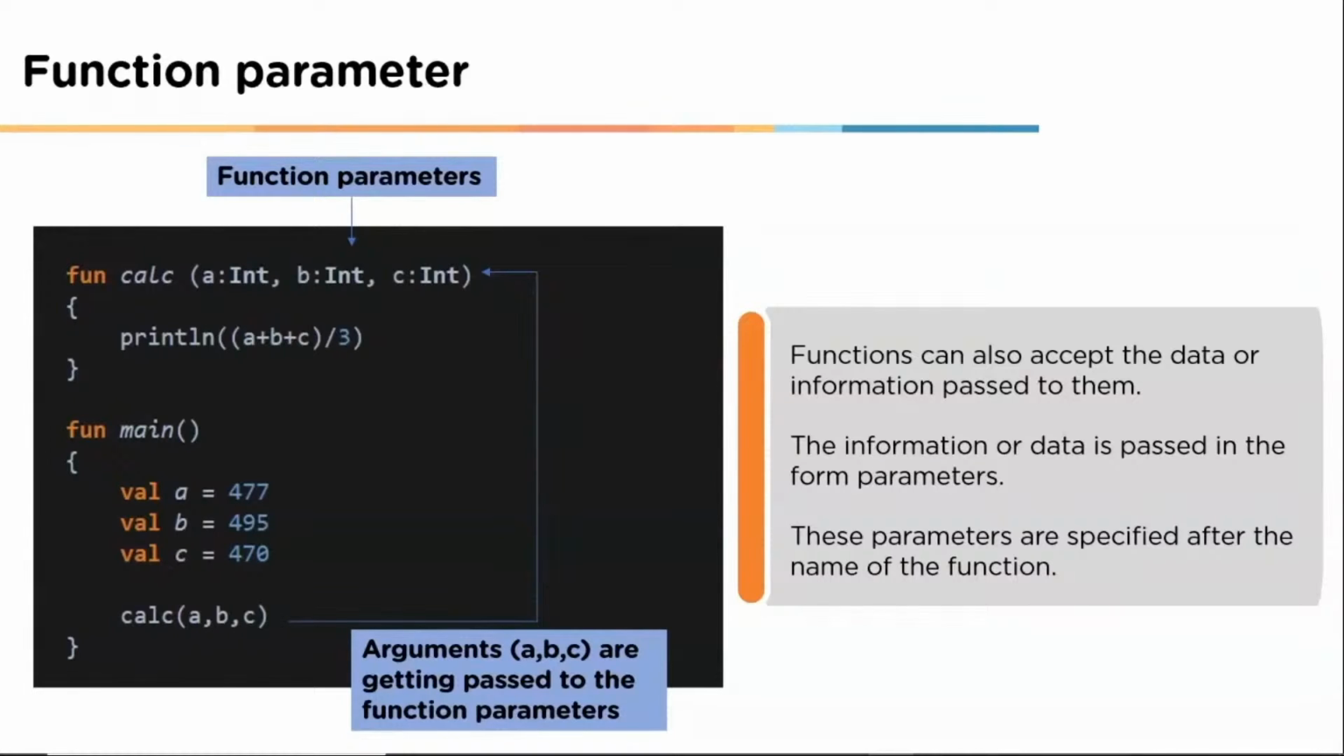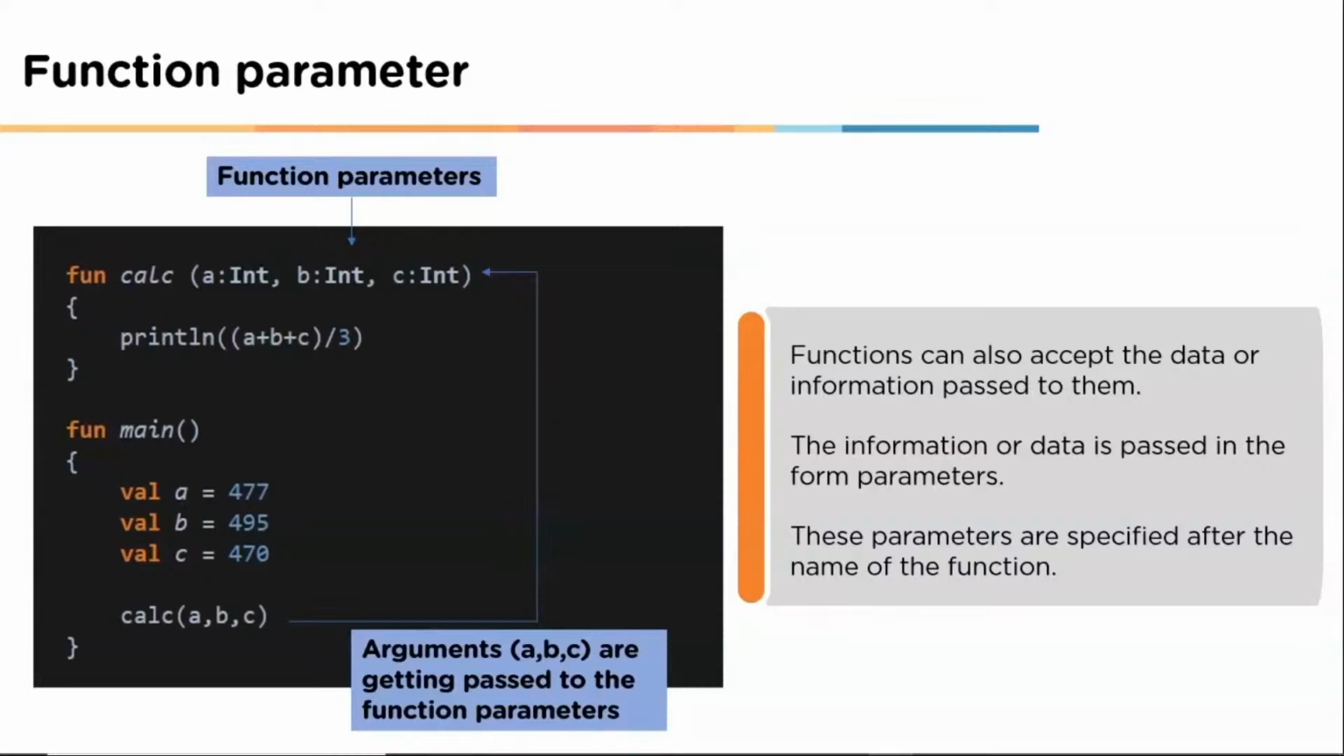And we can pass as many parameters as we want. For example, as you can see, function calc is accepting 3 parameters a, b and c of integer type. These 3 arguments or values are passed from the main function where the function call is made. So a, b and c are passed to the calc function and the function is providing the average of these 3 values. Also, the values that are passed to the functions are called arguments, and the parameters are the values that are defined in the function definition.